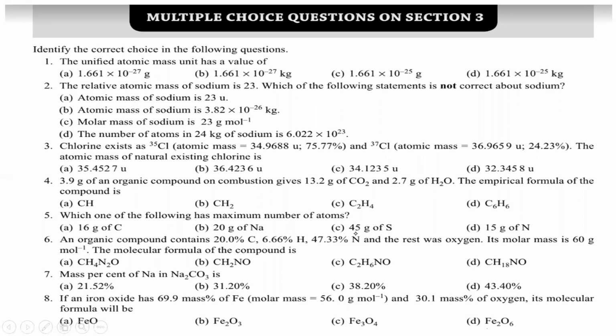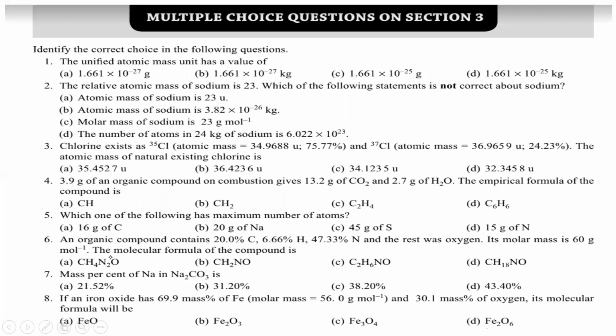Next, sixth question. An organic compound contains 20% carbon, 6.66% hydrogen, 47.33% nitrogen, and the rest was oxygen. Underline this: the rest was oxygen. So the remaining percentage is oxygen. And its molar mass is 60 grams. Calculate the molecular formula. So let us find out this question separately. How to calculate the empirical formula and molecular formula, I'll show on the next page.